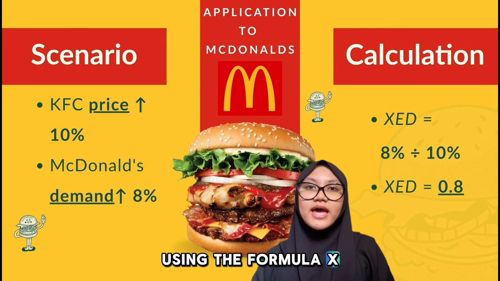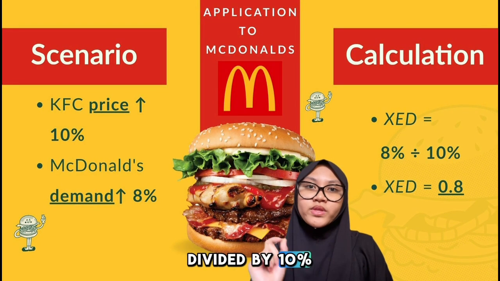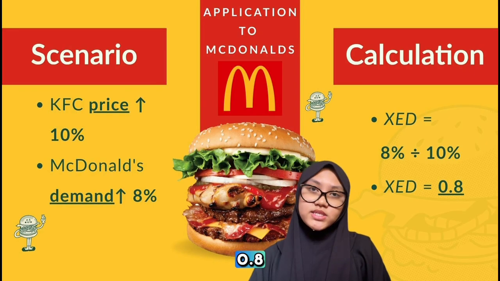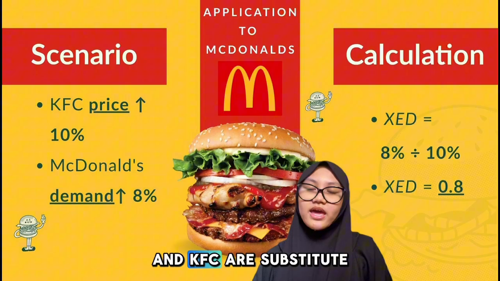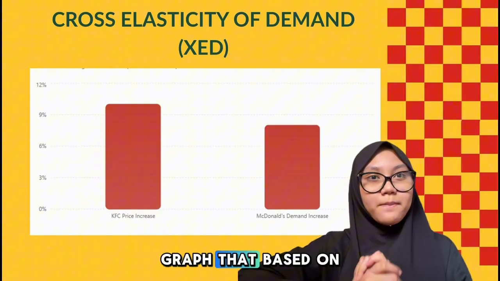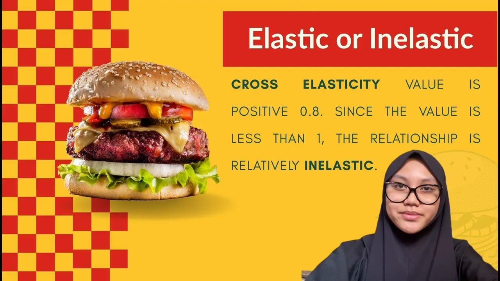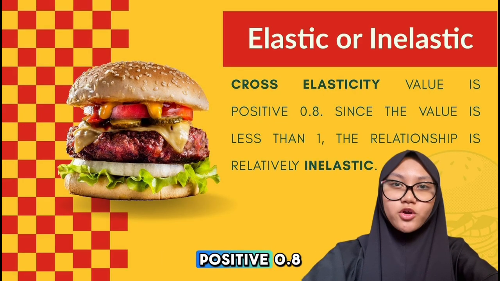Using the formula, XED equals 8% divided by 10%, which gives us positive 0.8. The positive value shows that McDonald's and KFC are substitute goods. This is an example graph based on the scenario. In this case, the cross-elasticity value is positive 0.8.